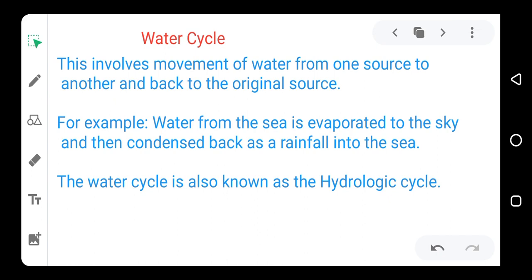The water cycle is also called hydrologic cycle. We also call it H2O cycle. So whichever one you prefer to use, you are free to use it. Water cycle, hydrologic cycle, or H2O cycle. Water is also called H2O.